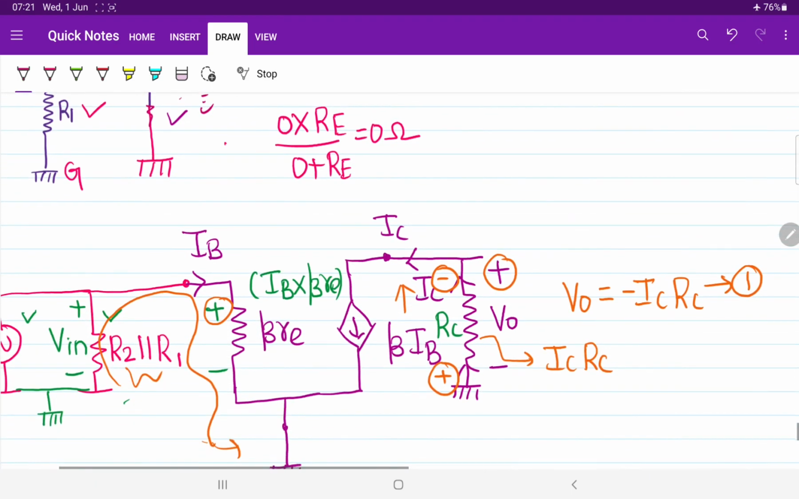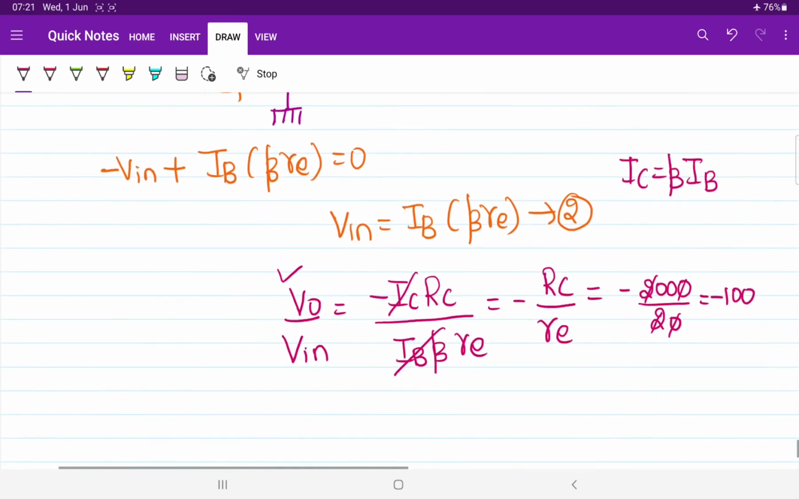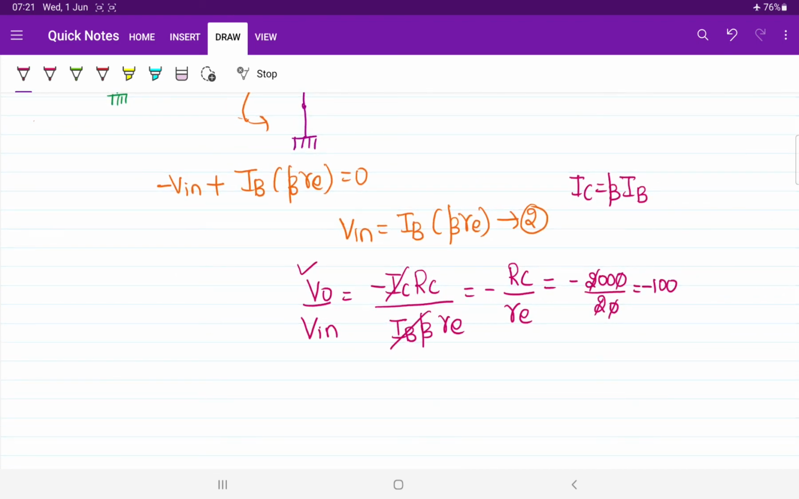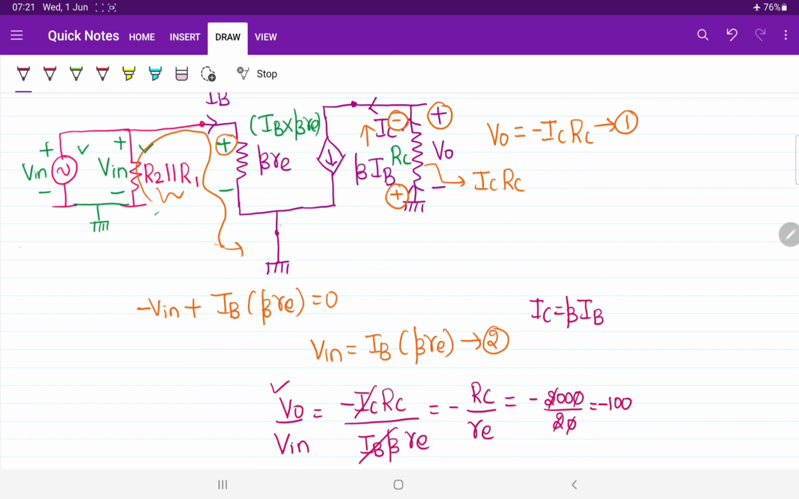Can you do me a favor? By considering the value of Re, take the same circuit to bring the relation between input and output voltage. Try to calculate the voltage gain, because we are repeating the same procedure again and again. Now you have to repeat the same procedure, but here in place of the short circuit you will have one resistor. These kinds of questions we have already solved. So you can try to bring the answer and drop your answer in the comment section.